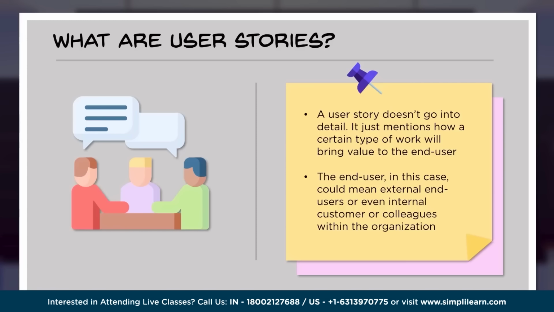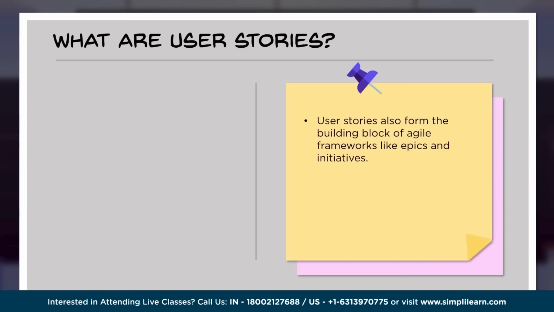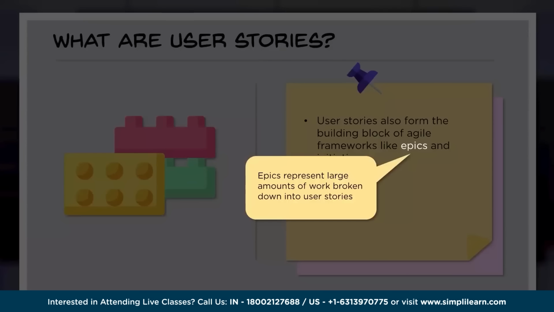User stories also form the building blocks of agile frameworks like epics and initiatives. So what are epics? What are initiatives? Let us look at it. Epics refer to a group of user stories where a large amount of work is broken down into user stories. So many user stories together form epics, which will provide certain insight into how these user stories are connected with each other.